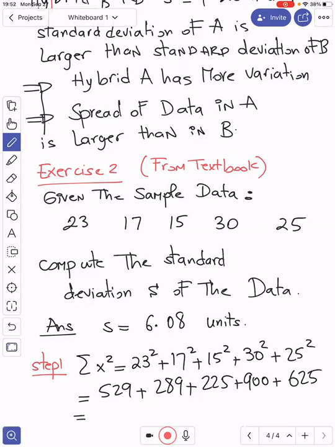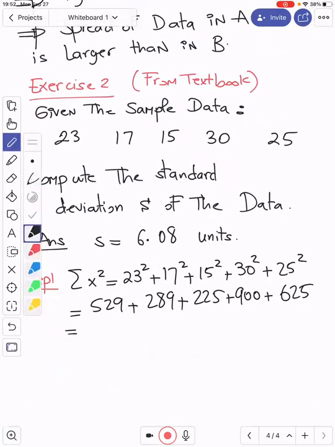So the sum here would be 529 plus 289, plus 225, plus 900, plus 625. That will be equal to 2,568, if I'm not mistaken. Okay, so that's for the first step.